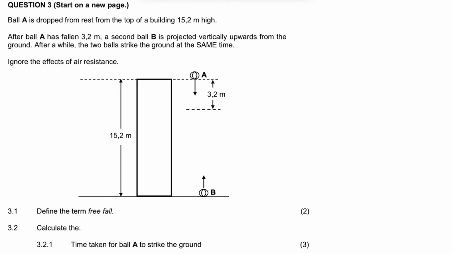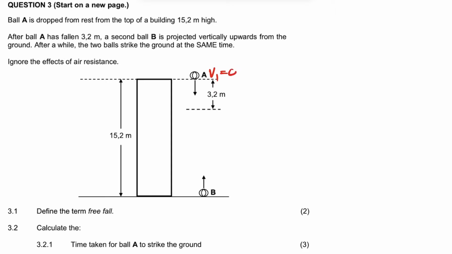Okay, folks, this is question 3, the vertical projectile. This is also DBE June 2023. It's a national paper. Let's cut the chase. It says ball A is dropped from rest from the top of a building 15.2 meters high.